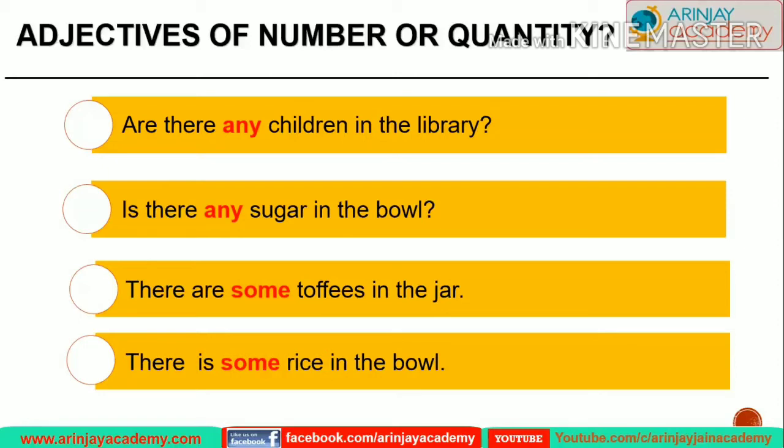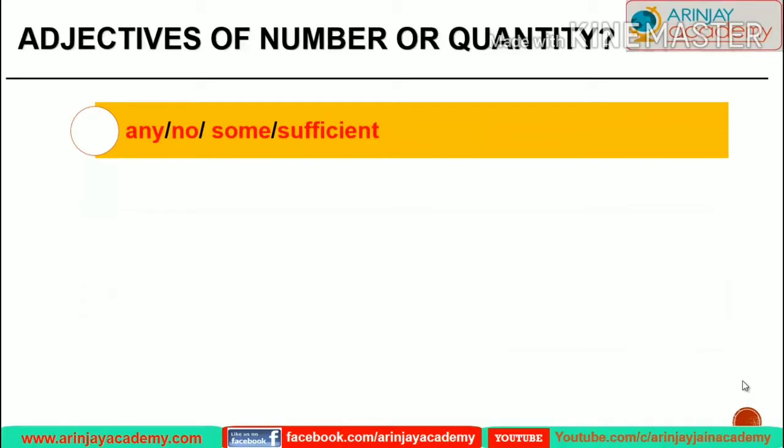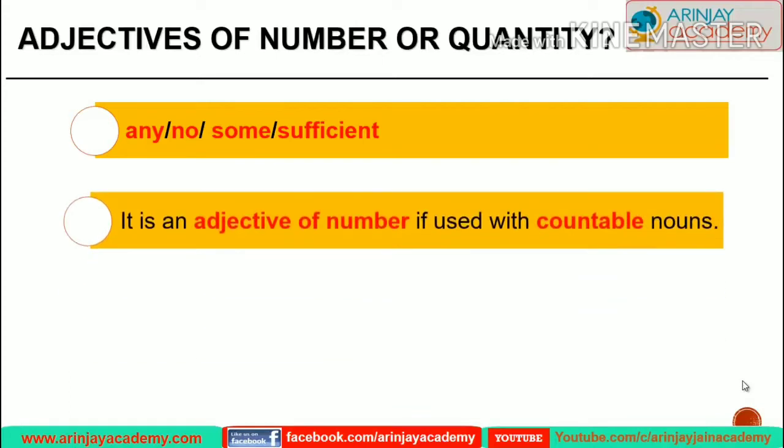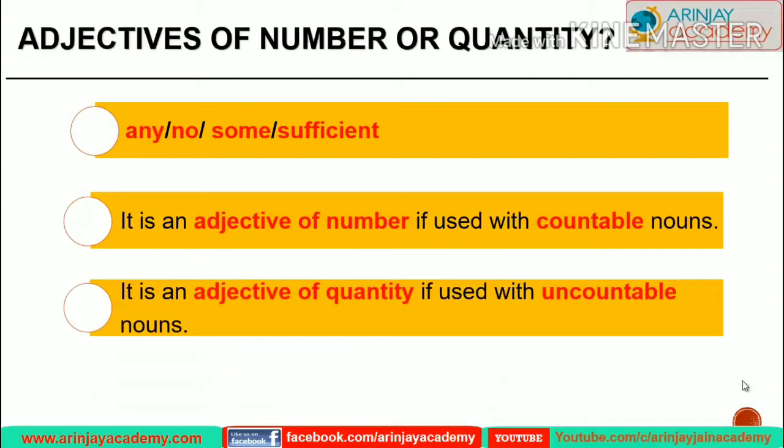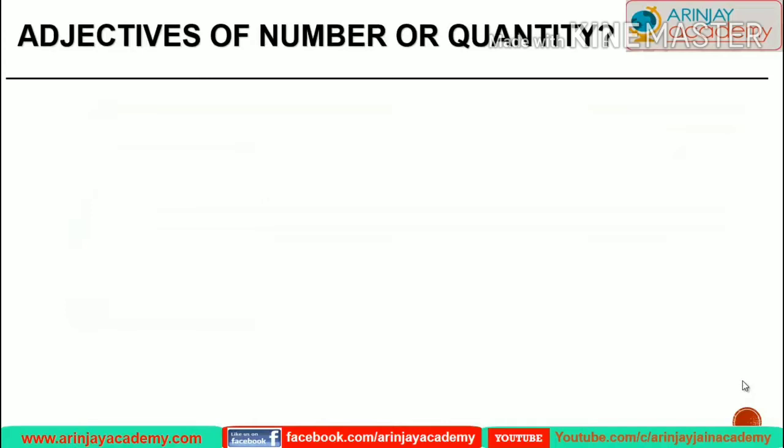We can count children. We cannot count sugar. We can count toffees. We cannot count rice. So there are some adjectives which could be used with countable as well as uncountable nouns. Any, no, some, sufficient are some of these adjectives. It is an adjective of number if used with countable nouns. And it is an adjective of quantity if used with uncountable nouns. Let's look at the sentences once again.